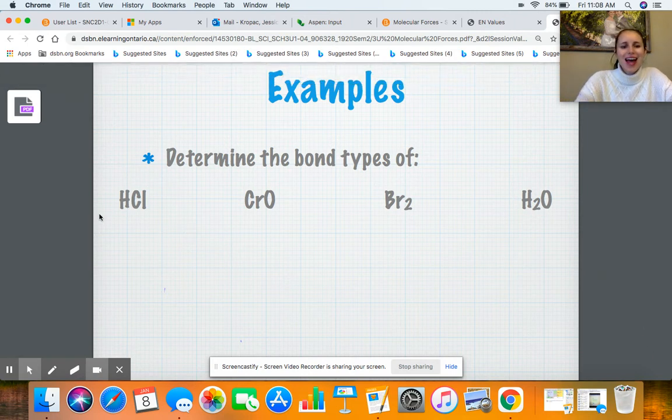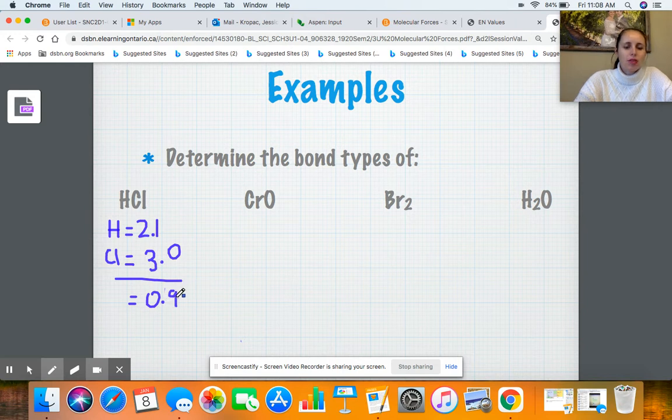So let's take a look at hydrochloric acid here, HCl, hydrogen chloride. We're going to need the electronegativity value of hydrogen, and we're going to need the electronegativity value of chlorine. Again, if you look at that chart, you're going to see that hydrogen has an electronegativity value of 2.1. And if you look at chlorine, you're going to see that it's got an electronegativity value of 3.0. If we subtract these two numbers, we're going to find a difference of 0.9.